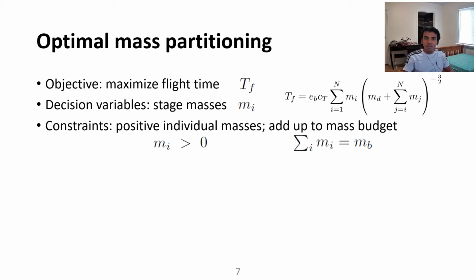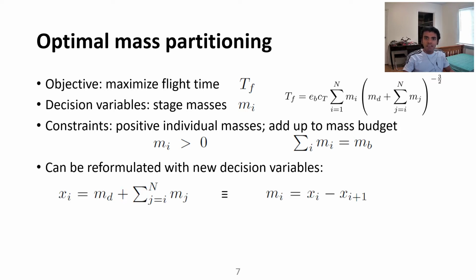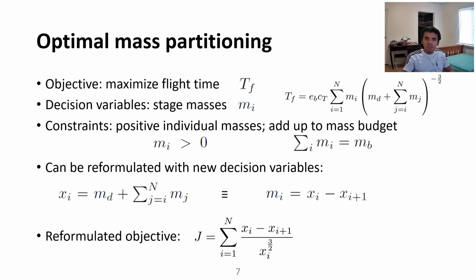On looking at the objective, we see that the decision variables are involved in a nonlinear way and in a lot of terms. We reformulate the problem with new decision variables xi's, which are essentially the total mass of the vehicle at the ith stage. This also means that the mass of the ith stage is given by xi minus xi plus 1. The objective now reformulates to the expression as shown by J. The nice thing about this objective is that each term just contains two decision variables and is easier to solve analytically.